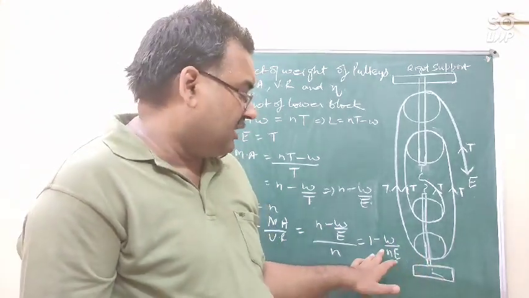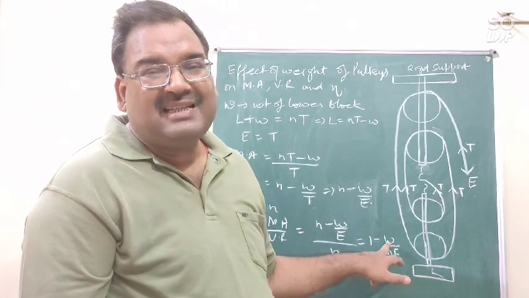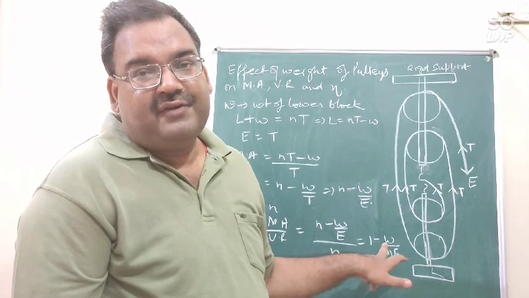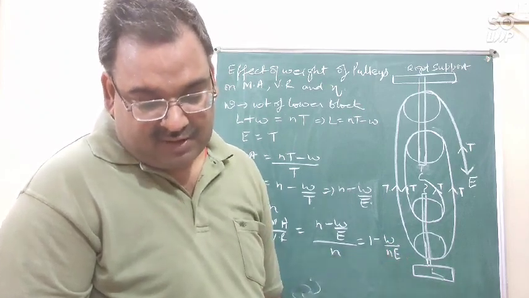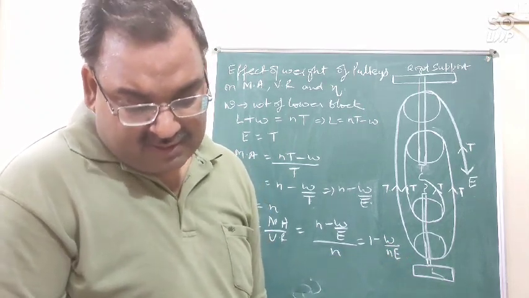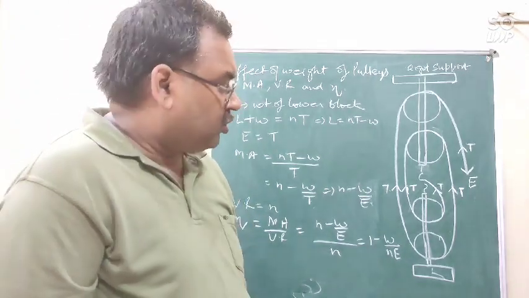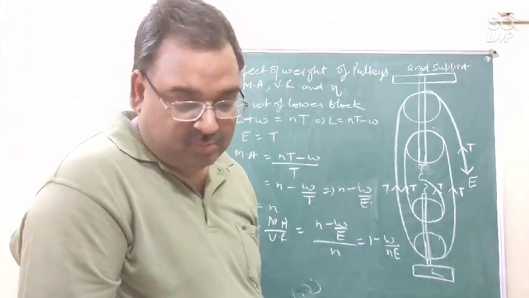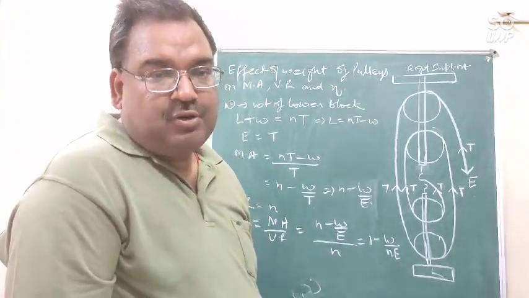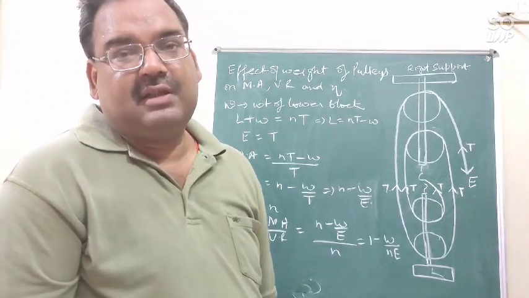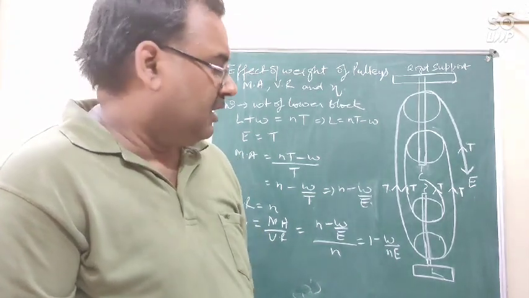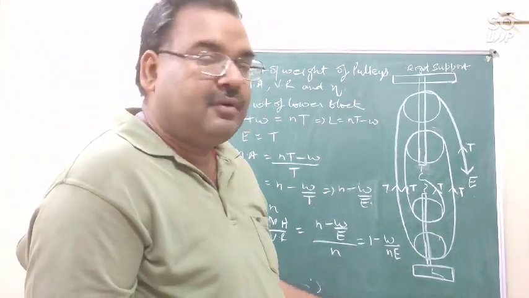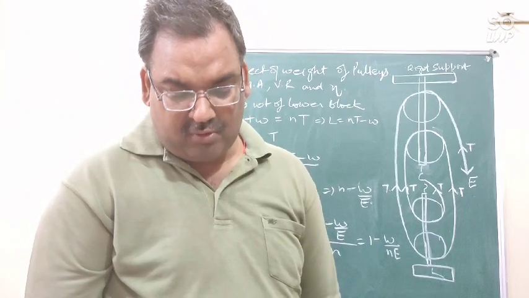So what should we consider? The weight of the pulley should be as light as possible to get ideal efficiency or 100% efficiency. The other things for greater efficiency: the lower block should always be as light as possible, and the friction in the bearings of the pulley should be minimized by using proper lubricants, so that there is no friction. Okay, so this is all about the block and tackle system.